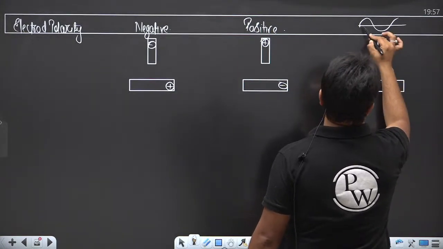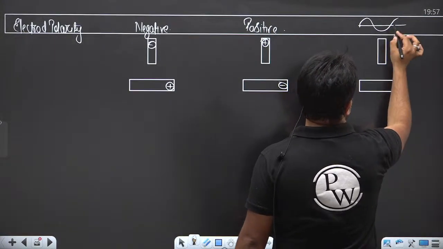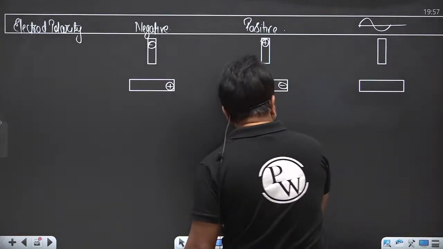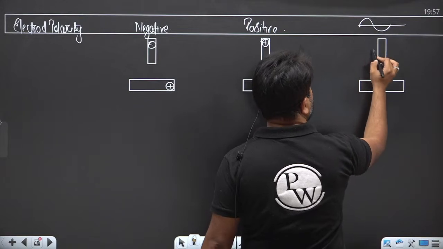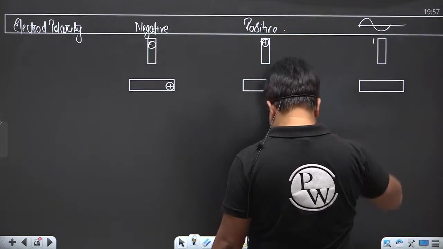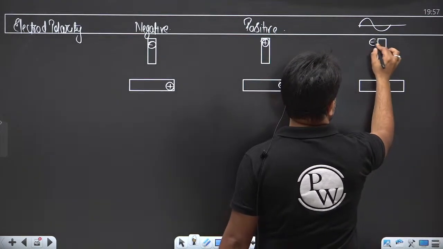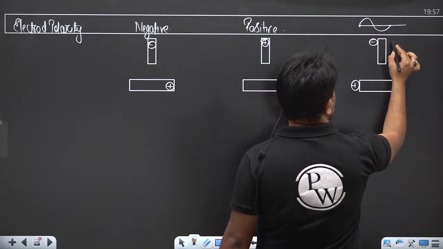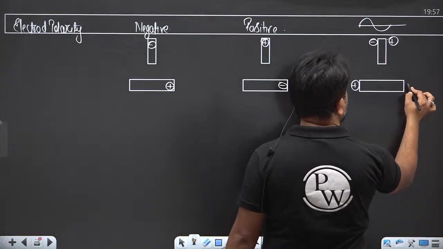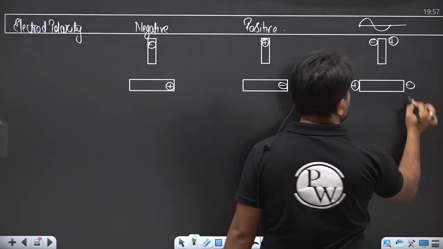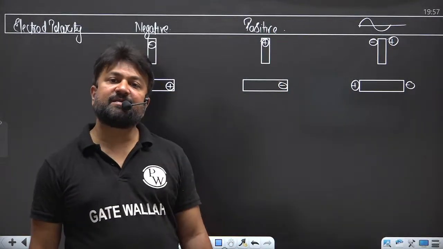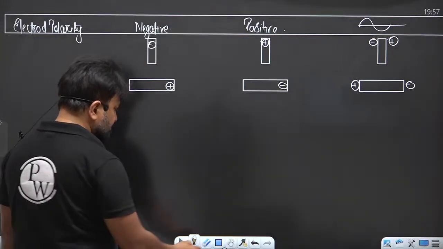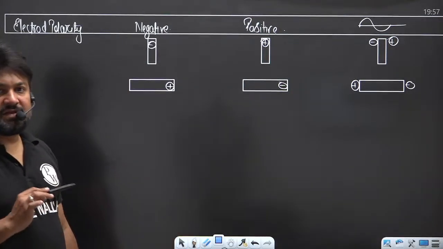This is the AC. Please try to understand: in this cycle, the electrode is negative and the workpiece is positive. In the next half cycle, the electrode is positive and the workpiece is negative. So the polarity keeps changing. So this is AC polarity.